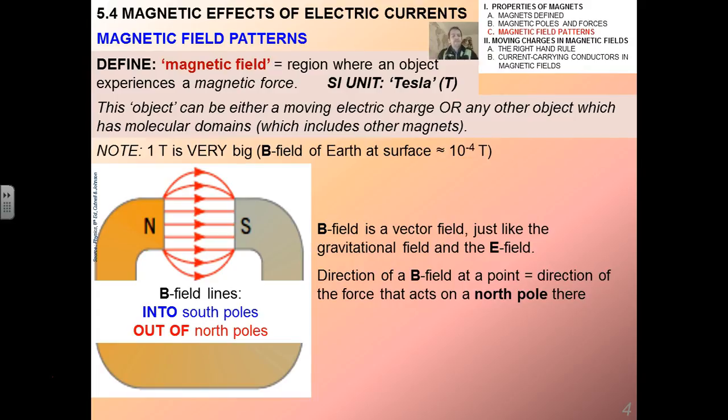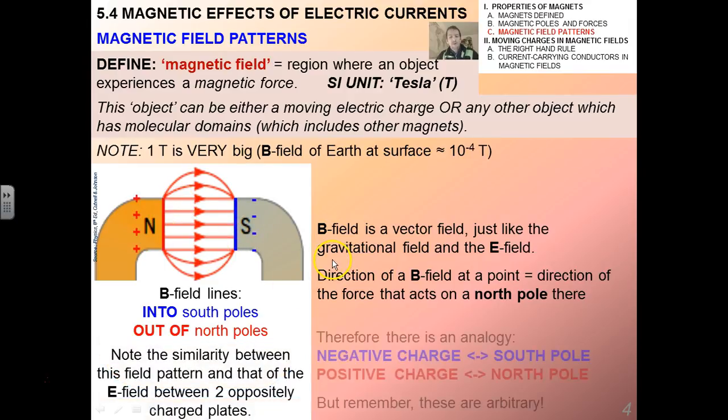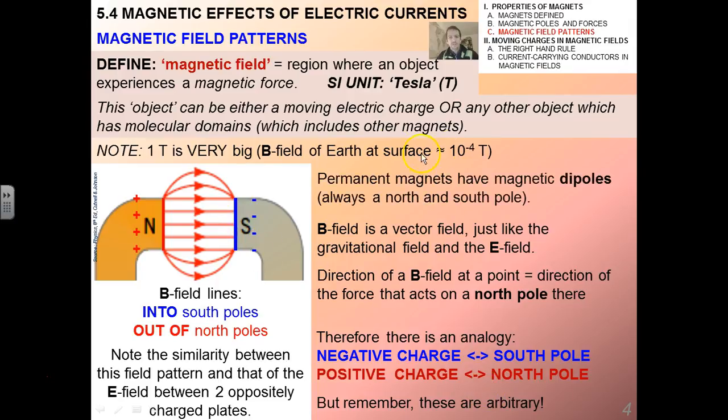Okay, and by convention, all physicists have decided that we're going to make magnetic field lines go into south poles and out of north poles, okay? So in that sense, you can see that the south pole is kind of like a negative charge and the north pole is kind of like a positive charge. But remember, these are completely arbitrary, okay?